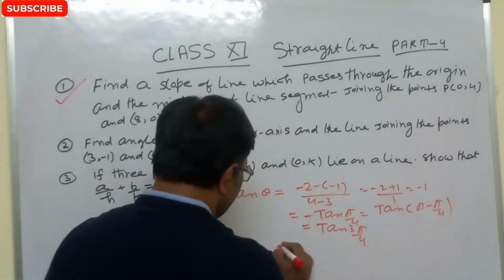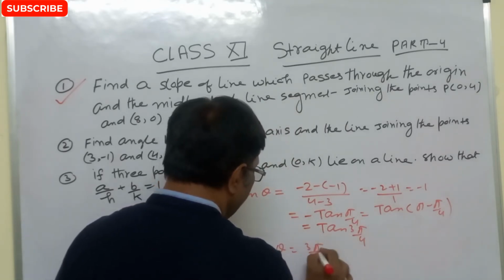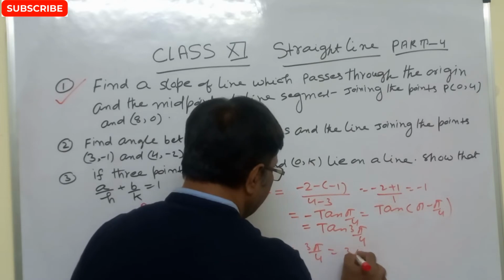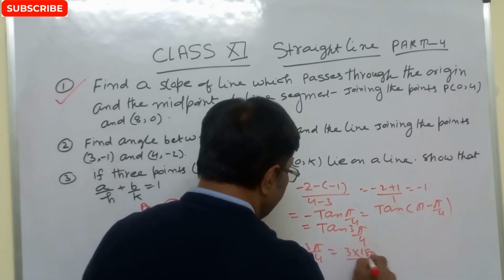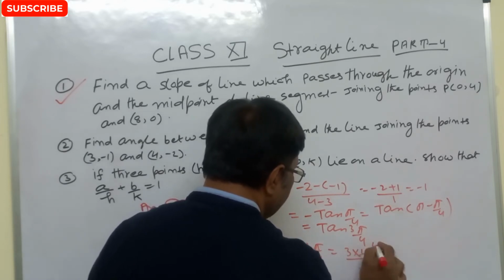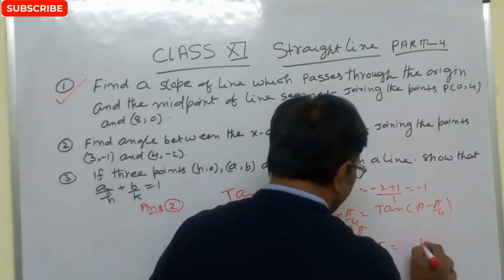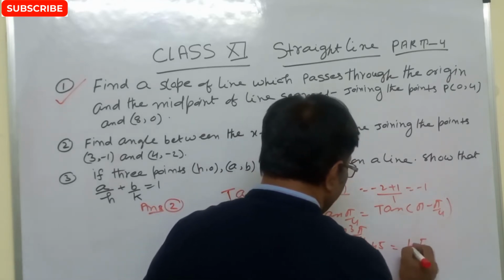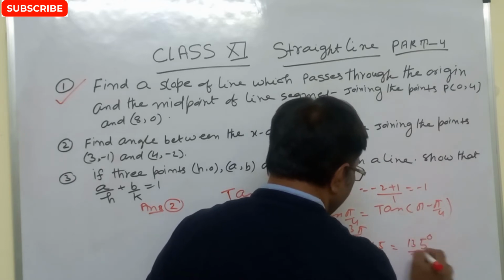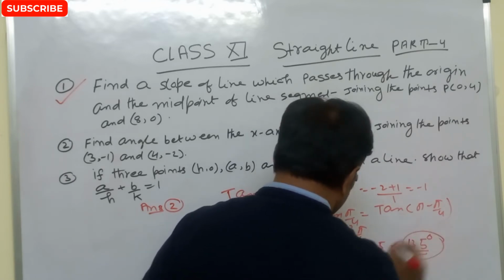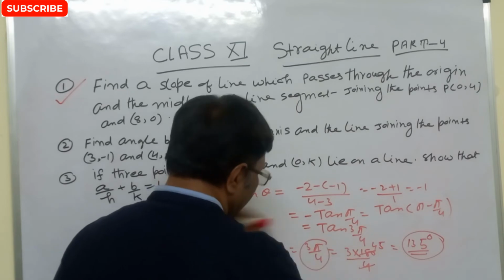So theta equal to what? 3 pi by 4. So you can write this way. Pi is what? 180 by 4. 4 4s are 16, 4 5s are 20, so 3 5s are 15, 3 4s are 12, 1 30. 135 degrees. This is also the correct answer, and this is also the correct answer.